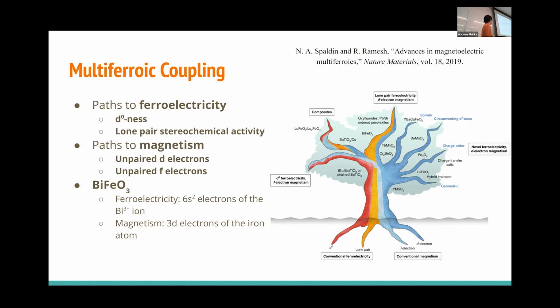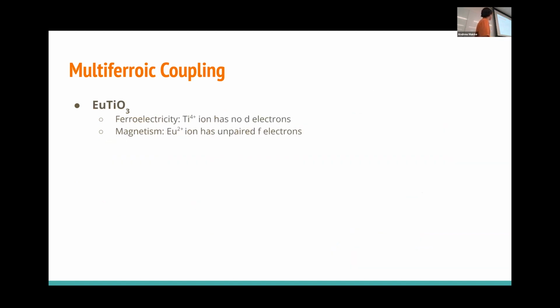For example, bismuth iron oxide is multiferroic. The ferroelectricity comes from the 6s2 electrons on the bismuth 3+ ion, whereas magnetism comes from the 3d electrons on the iron atom. Recently there was another material called europium titanium oxide, which was discovered. The ferroelectricity and magnetism come from slightly different origins. The titanium 4+ ion has no d electrons, which provides the ferroelectricity. And the magnetism comes from the europium 2+ ion, which has unpaired f electrons. That's a bit of an unconventional mechanism to attain magnetism.